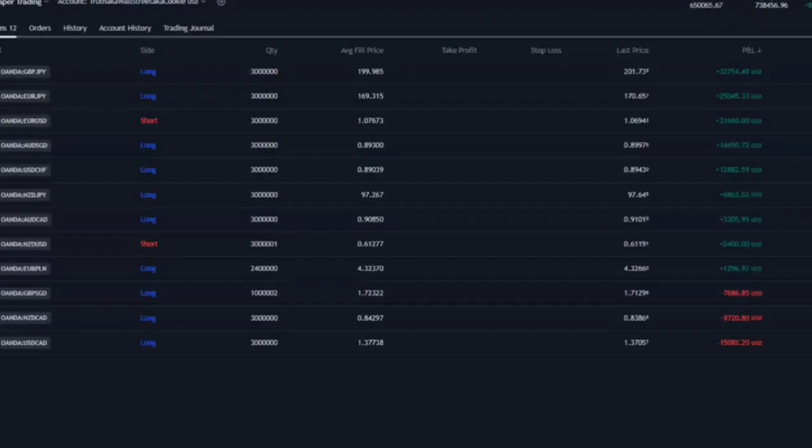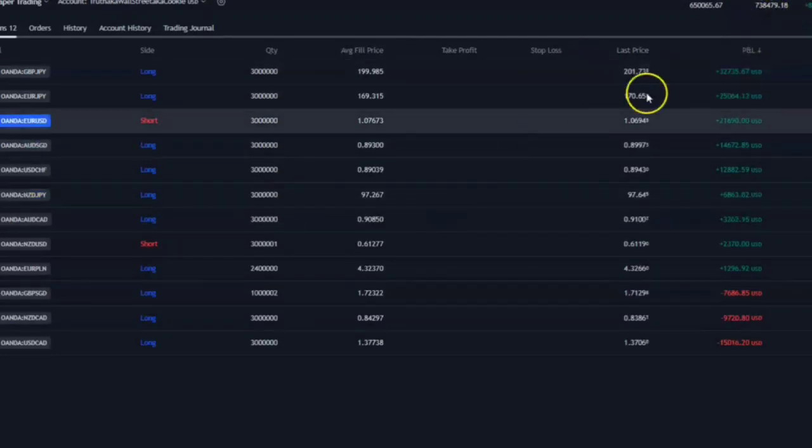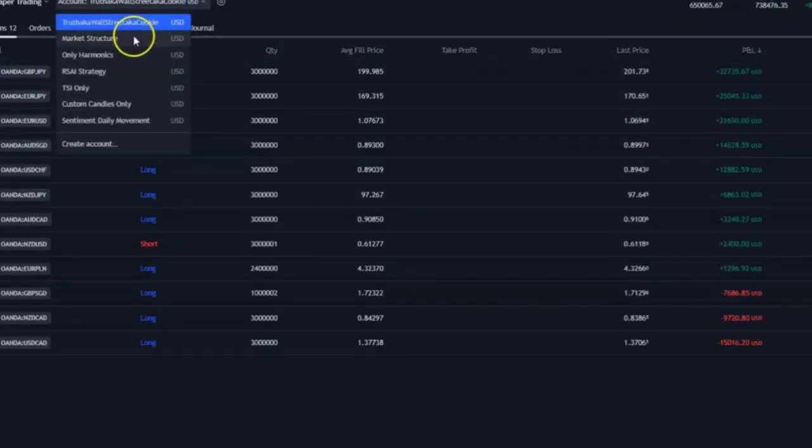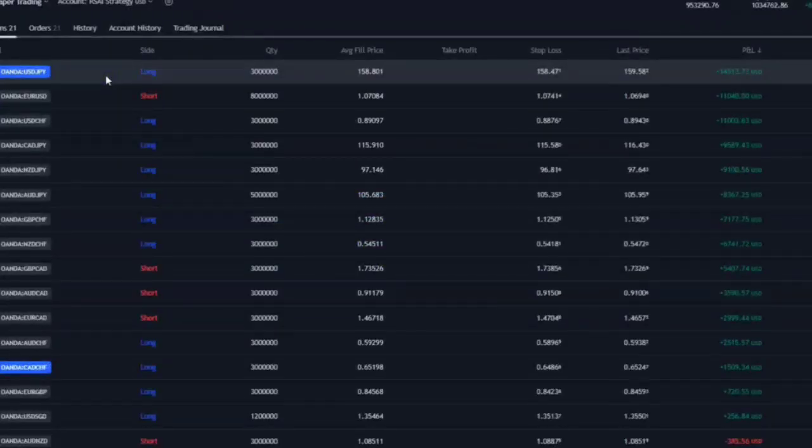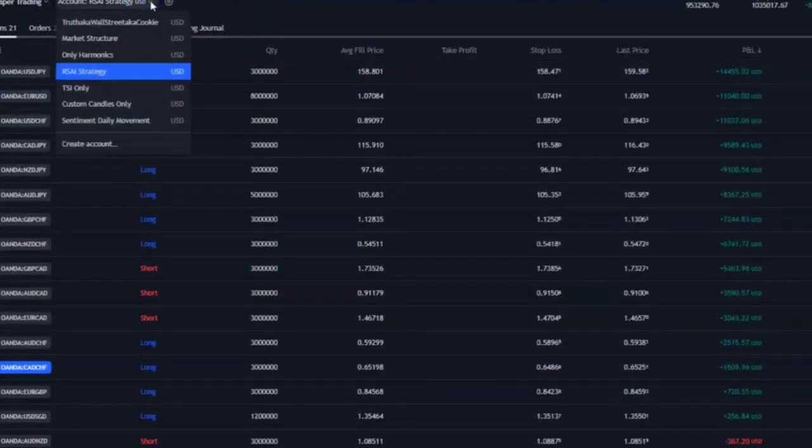Okay, I think if I do the math right, because I'm going by the percentage gain, that puts RSAI strategy probably in second place right now. Actually slightly behind. It's like Verstappen being followed by Lando Norris, you know what I'm saying?